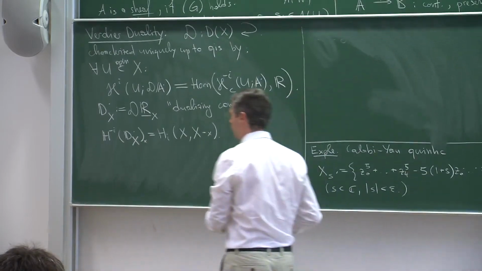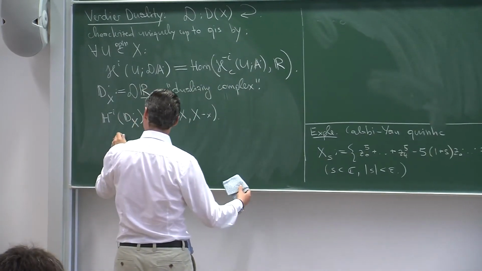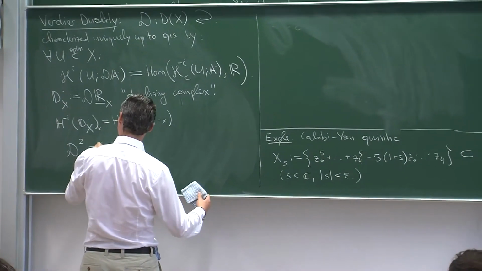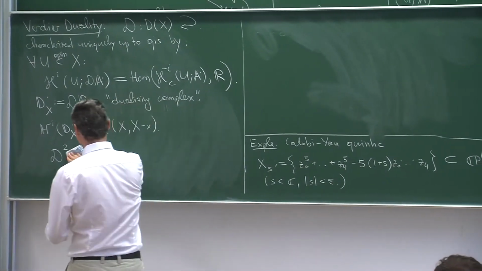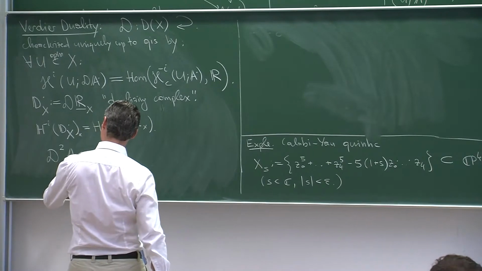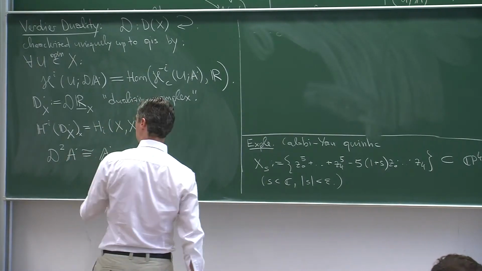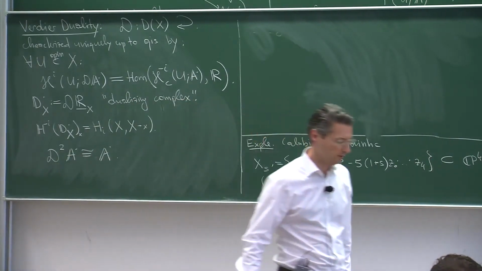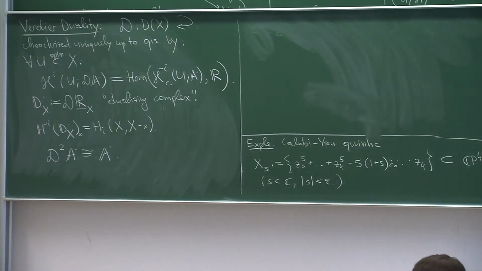Furthermore, we can note things like D squared is the identity. I mean, well, let me just say it like this. D squared of A is isomorphic to A. This, by the way, things like that use the constructibility, because if we didn't require that the stalks are finitely generated, then you would have problems with this kind of biduality here. But so in various of these things, the constructibility already enters.